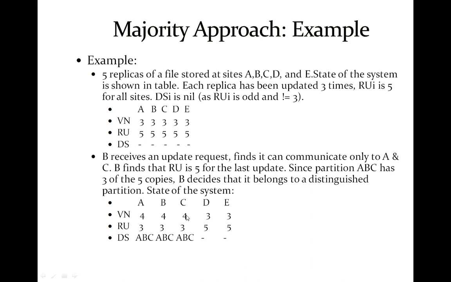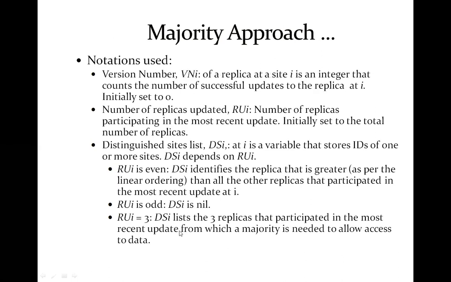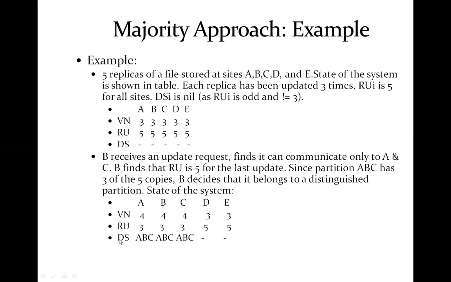And since they have updated their information, the version number available with A, B, C will be 444, and the distinguished site list will contain ABC, ABC, and ABC, because all these three are updated. Now here the RU is 3. So when the RU is 3, the DS list, the three replicas that have participated in the most recent update, forms the majority to allow the access. So that is why this DS will have ABC, ABC, ABC. So the version number will be updated by 1.